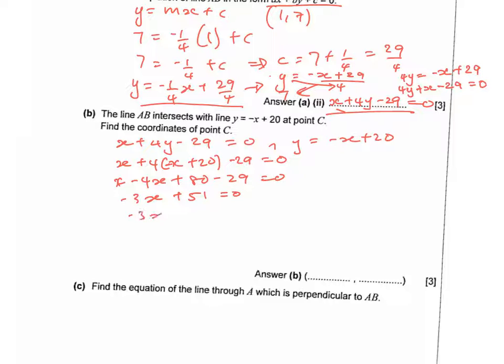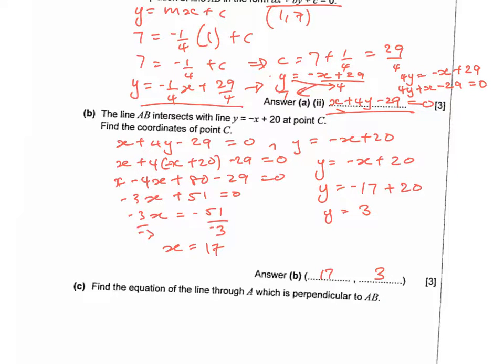Then I have negative 3x equals negative 51, divided by negative 3. Then you get that x is, if you divide, you get 17. Then to get y, you say y is negative x plus 20. So x is 17, so you have y equals negative 17 plus 20. So y is 3. Therefore C is the coordinate (17, 3).